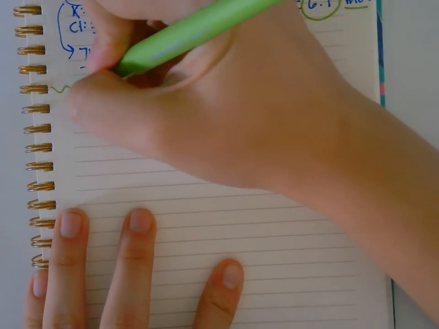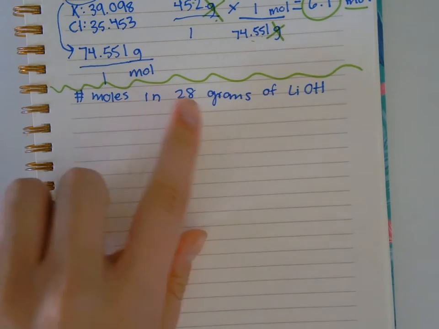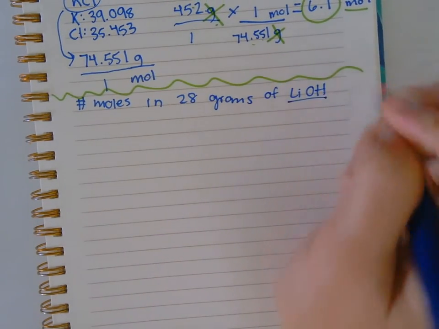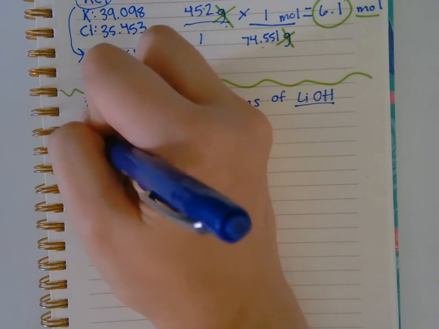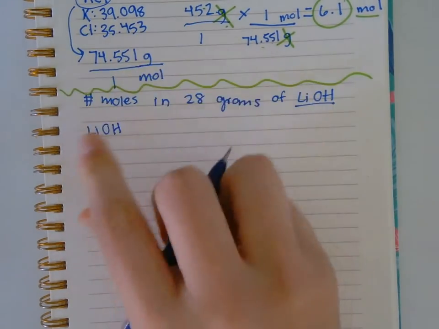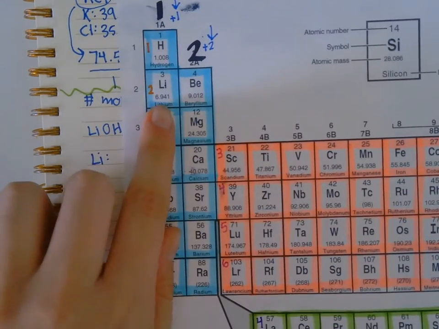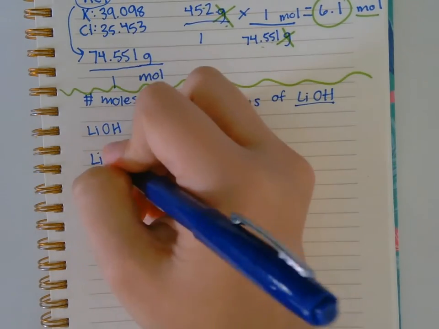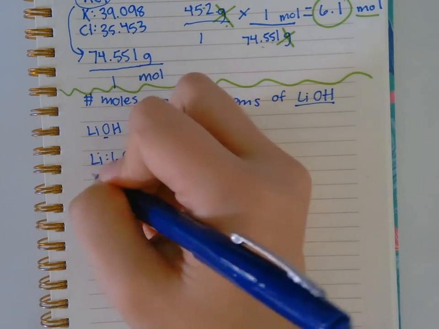And then the second question. So let's draw a little line here so you don't get confused. The number of moles, again, in 28 grams of LiOH. Alright, so the first thing is we have to find the molar mass of lithium hydroxide, LiOH. So LiOH has 1 atom of lithium. Lithium has a mass of 6.941. Then we have 1 atom of oxygen.